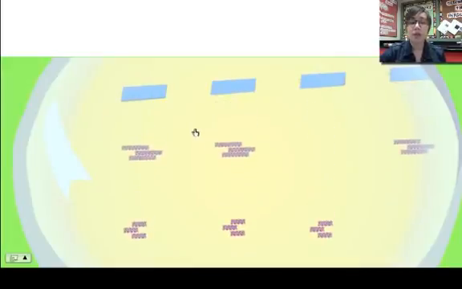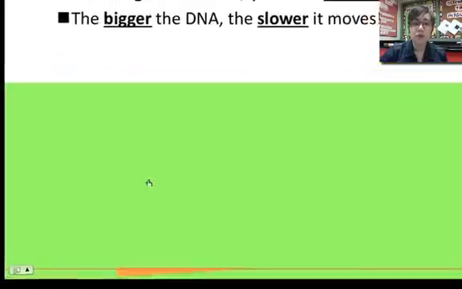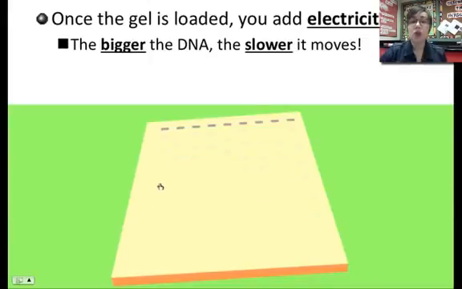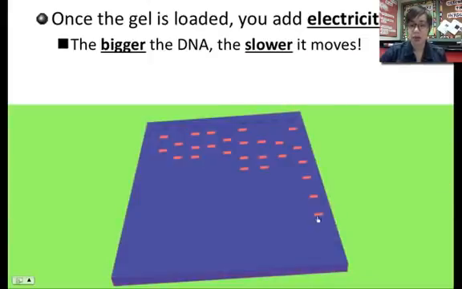And something to keep in mind is it's hard for these bigger pieces of DNA to move through that maze quickly. So our smaller pieces of DNA are going to be down here because they can get through the maze really quickly because they're short, but our larger pieces of DNA are going to be up here at the top because they can't move through the maze quickly. So these are going to be my bigger pieces of DNA, and these are going to be my smaller pieces of DNA.